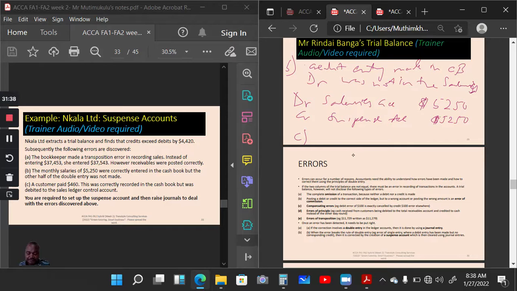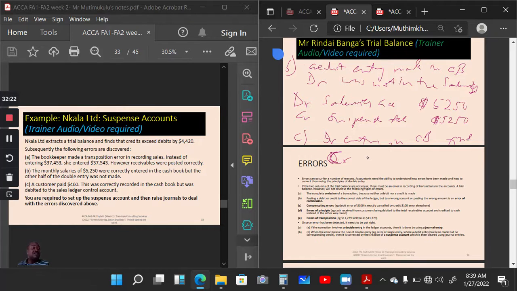Okay, part C. A customer paid $460. This was correctly recorded in the cash book, which means that the debit entry in the cash book was fine. But it was debited again. There was also a debit, because what was supposed to have happened is debit cash book, and credit. There was supposed to be a credit to the sales ledger control account.